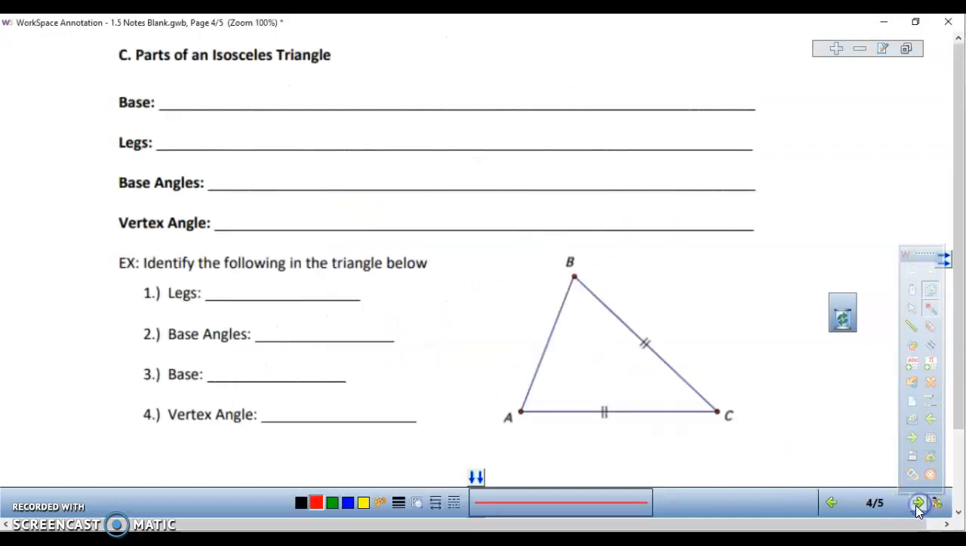Great. Okay, so parts of an isosceles triangle. So first there's the base. The base is the non-congruent side. The legs are the congruent sides. The base angles are the angles formed by the base and legs. And the vertex angle is the angle formed by the legs.